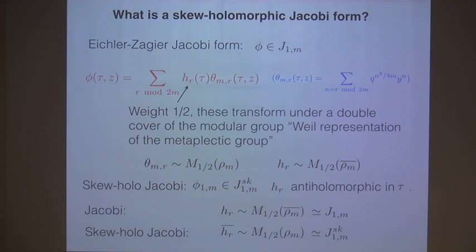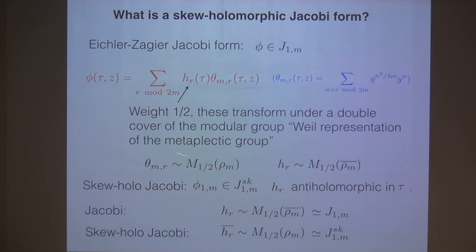But anyway, in this expansion, the theta functions transform as a representation that I'll call rho sub m, of weight a half. It depends upon this index m. These guys then transform according to the conjugate representation so that their product transforms as weight 1. And a skew holomorphic Jacobi form simply involves taking the components in this theta expansion and making them anti-holomorphic in tau. Now, that has the consequence that, so this thing should transform correctly, if you now take the complex conjugate of these for a skew holomorphic Jacobi form, you get something that's holomorphic, but transforms in the conjugate representation to the theta components in a Jacobi form.